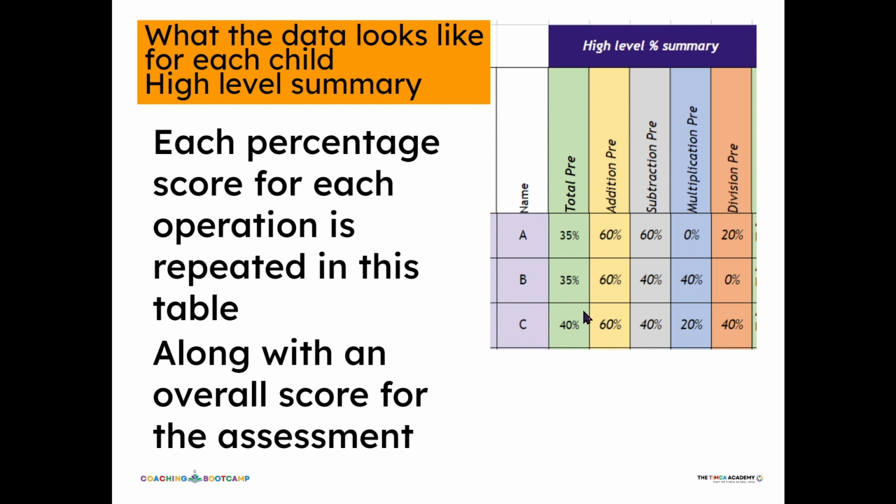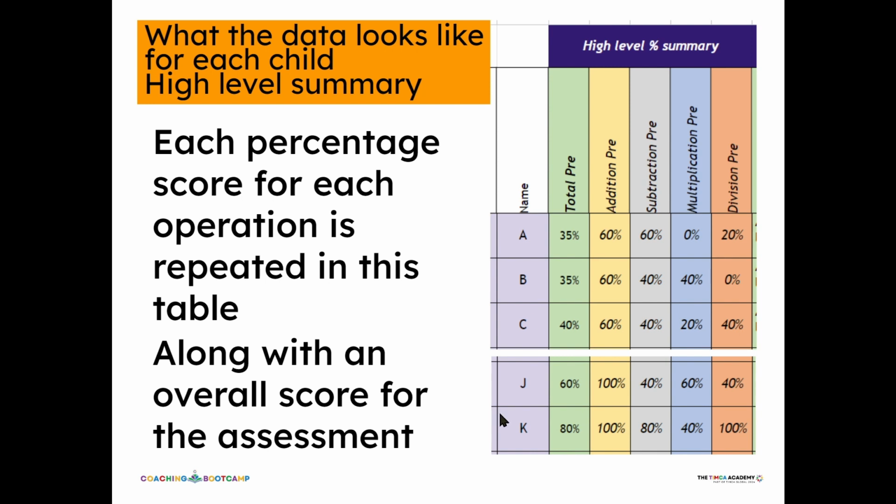So even at this level, we can see that these children have got quite low scores, because this is out of 20, this means they've got like, I don't know, 2 or 3 out of 20. We can even see here, like child A hasn't got any of the multiplication ones right. Child B hasn't got any of the division ones right. So even at this level, this information is quite useful.